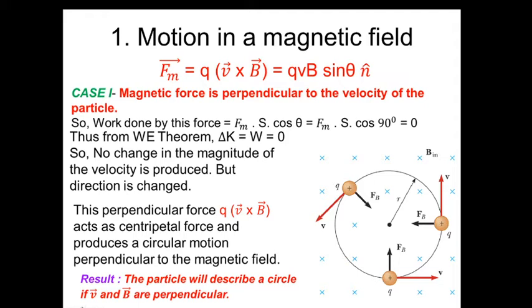We have learned that the magnetic force F magnetic equals Q V cross B, and this is equal to Q V B sine theta n cap. The direction of force is perpendicular to the plane formed by velocity and magnetic field. Case first, magnetic force is perpendicular to the velocity of the particle.